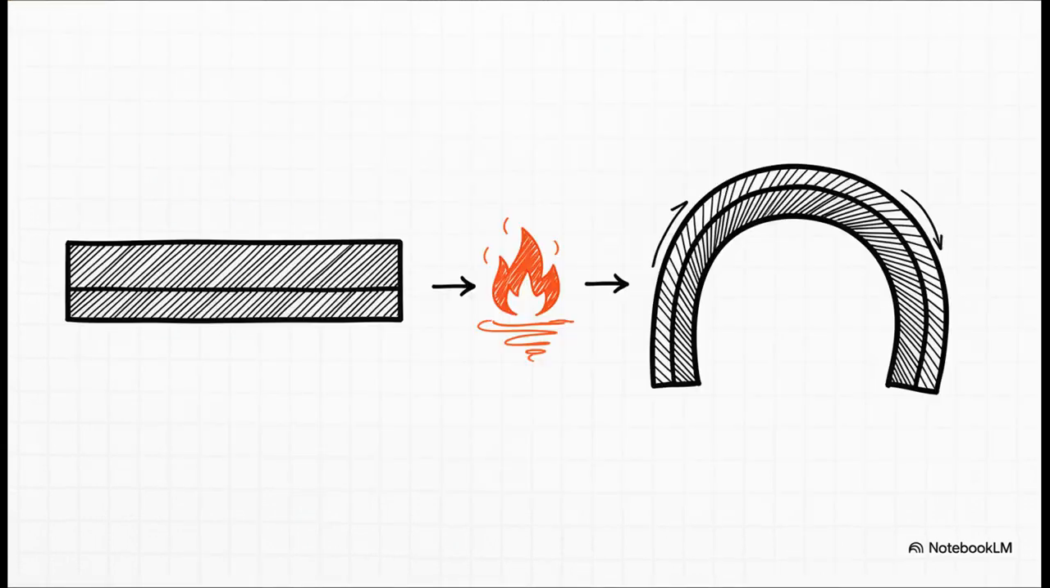But we don't just fight this force, we can actually harness it. This is a bimetallic strip. It's just 2 different metals, say steel and brass, fused together. When you heat it up, the brass expands more than the steel does, and that forces the whole strip to bend. This simple, clever mechanism was the heart of old-school thermostats and even some fire alarms.